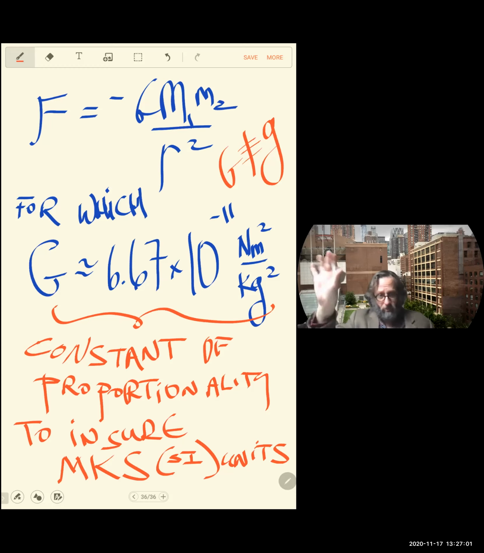We'd just be measuring in funnier units. Okay, so I'm saying all this to say the number happens to be approximately 6.67 times 10 to the negative 11 newtons times meters squared divided by kilograms squared.